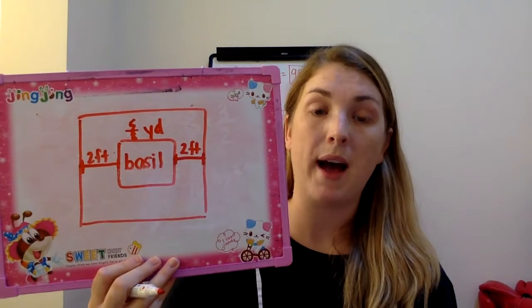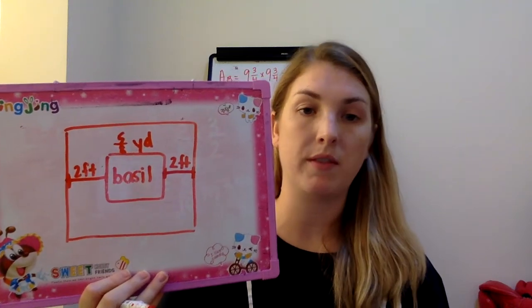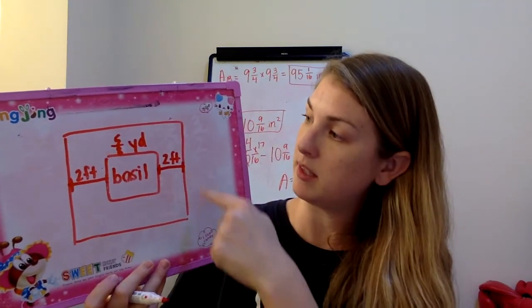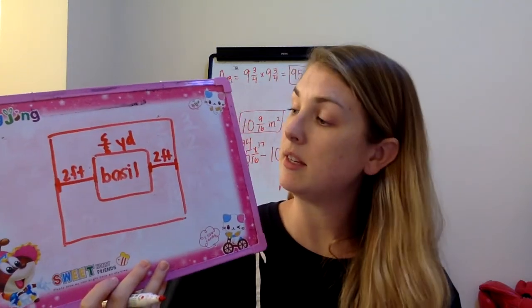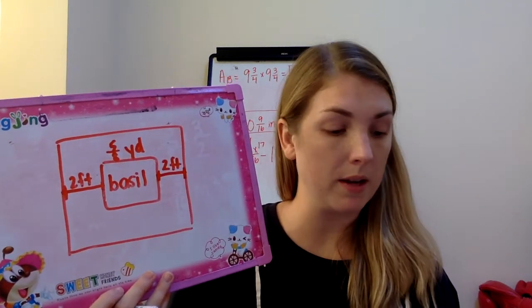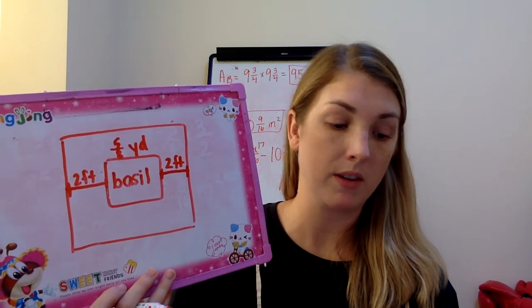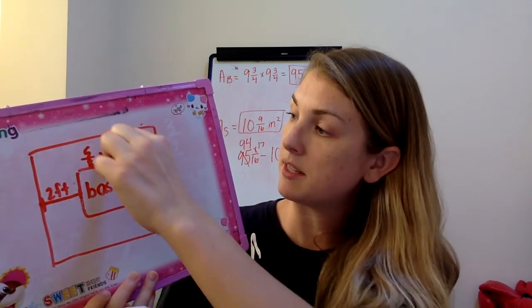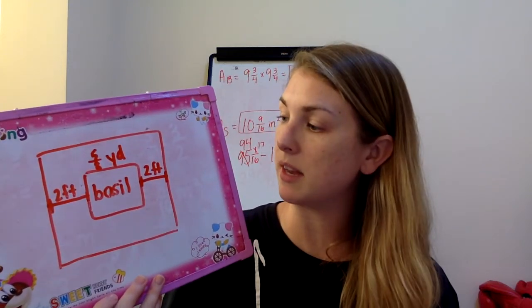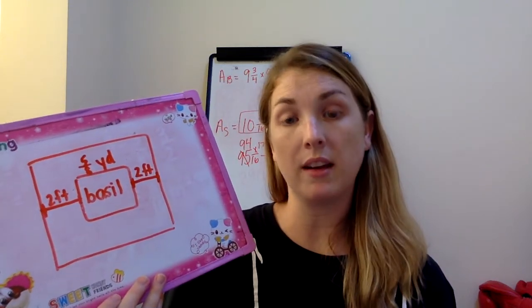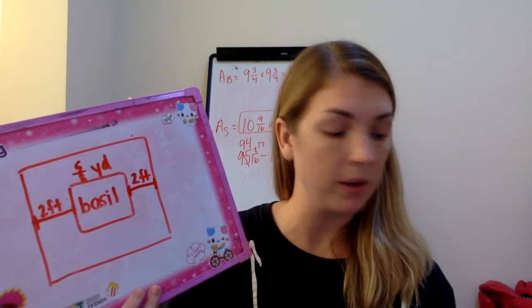Okay, so I need to find the perimeter of the fence. So I'm finding this perimeter of the outside. I know this is a square because the basil plot measures 5/8 of a yard on each side. The distance between here, here, and here is all 2 feet, so it's a square. So all sides are the same. Now I need to find one side, and that's going to help me figure out what the perimeter is.